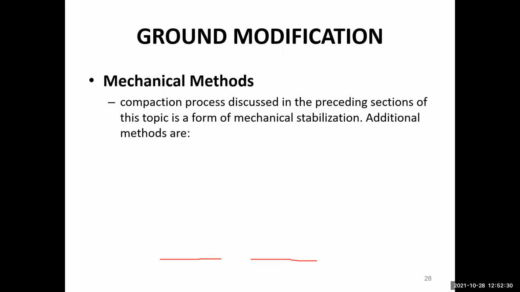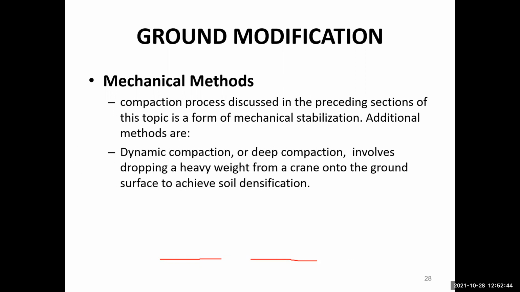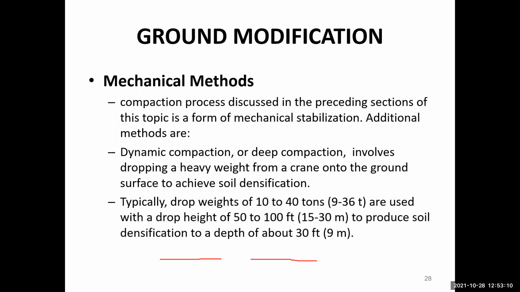So in the mechanical methods, the compaction process, as we discussed in the previous section of this topic, is called mechanical stabilization. In this case, the additional methods are dynamic compaction or deep compaction. It involves dropping a heavy weight from a crane onto the ground surface to achieve soil densification. So it's a kind of a very scary method. That means a heavy weight is dropped on the surface. This is called dynamic compaction.